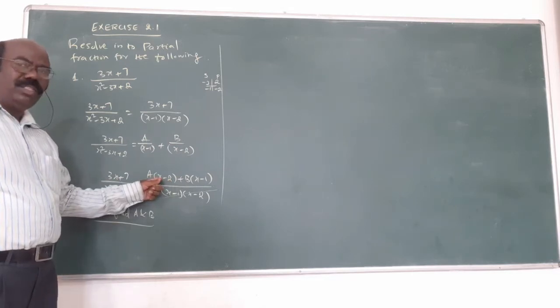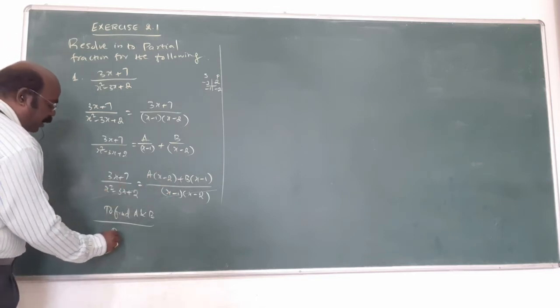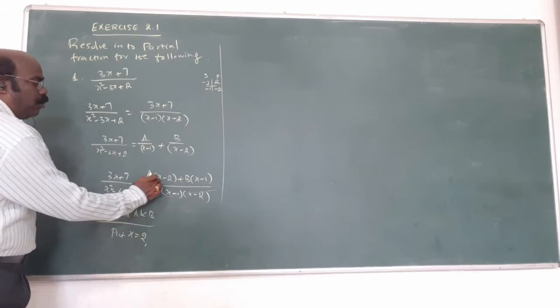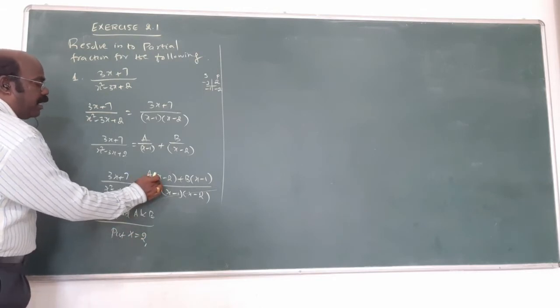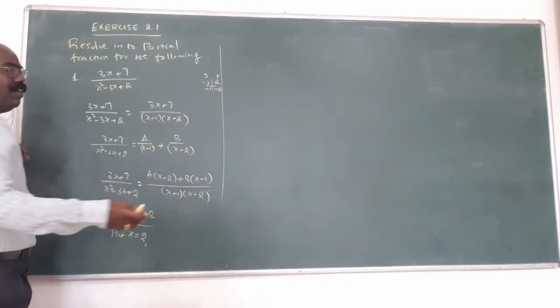x minus 2. You want to make this term 0. What is the answer? Put x equal to 2, then 2 minus 2 is 0. A times 0 is 0, so the whole term will be 0. Then only B will remain, and we get the value of B.